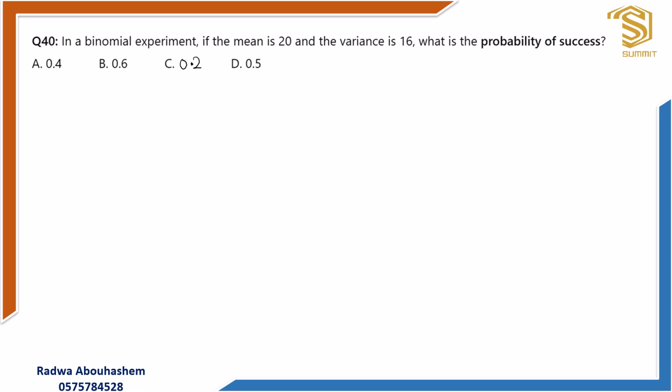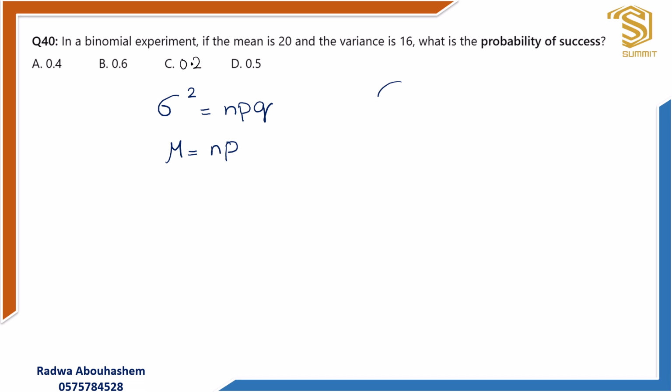In a binomial experiment, if the mean is 20 and the variance is 16, what is the probability of success? Okay, now I need the probability of the success. Do you remember the rule of the variance? The variance here is npq, and the mean equals np. So I need to get the q first to get the p.